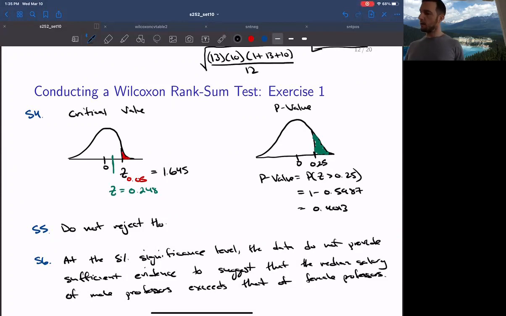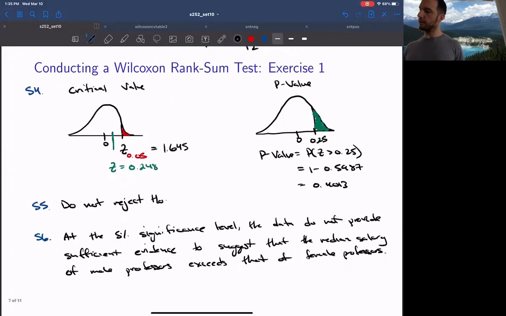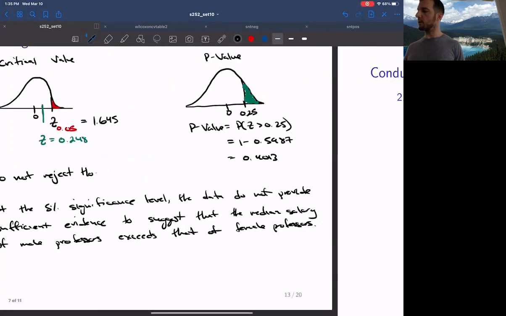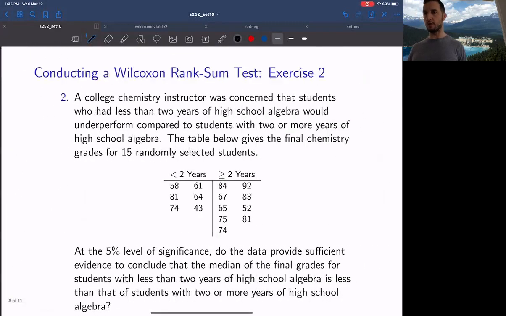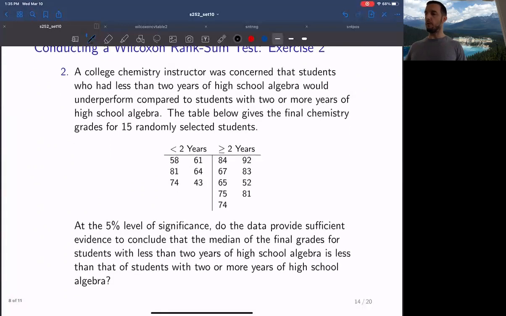Okay, not seeing any. All right, so let's go through one more example of the Wilcoxon Rank-Sum Test, but in this illustration, we're going to look at a situation where we can use the table that is provided to us. So we have the following.